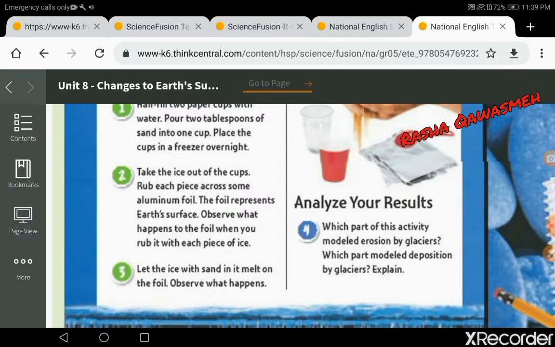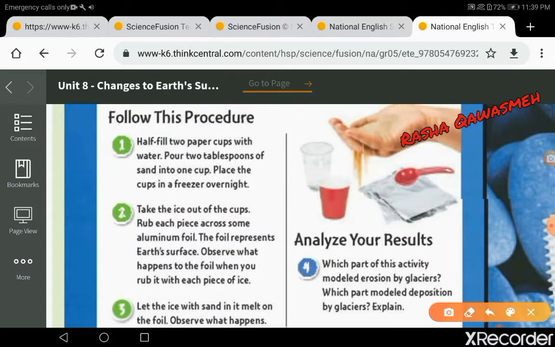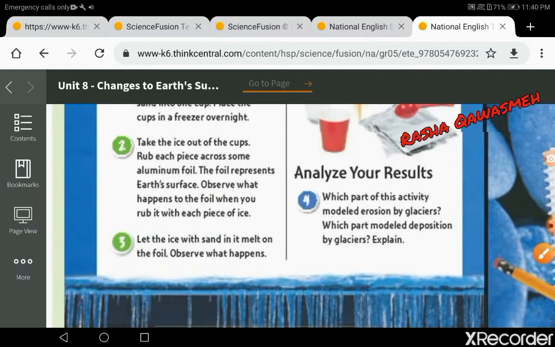Rub each piece across some aluminum foil. As you can see here, we have aluminum foil. Okay, you have to get the ice and rub it against the aluminum foil. In this case, what does it represent? It represents the Earth's surface. When you rub it against the aluminum foil, the two samples, okay, you have to observe what will happen to the foil when you rub it with each piece of ice. Now, what do you think will happen?